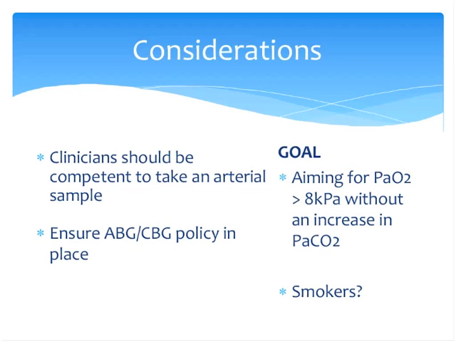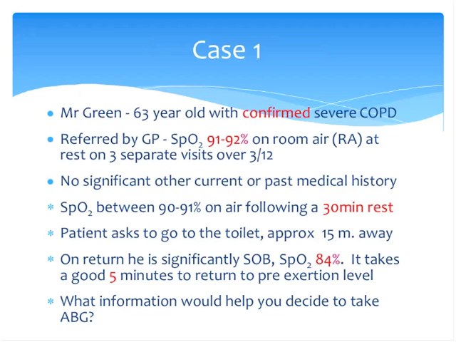Obviously, clinicians involved in this process need to be competent to take an arterial sample, and you should have an arterial blood gas or capillary blood gas policy in place to back up your clinical practice. You're aiming within these clinics to make sure that your PaO2 is increased above 8 kilopascals without a subsequent increase in PaCO2. We also need to just consider smokers as well at this situation, because obviously we've mentioned this earlier in Julia's presentation as to the advice and education that needs to be given to smokers if you do prescribe oxygen. So we're going to talk through some case studies now.